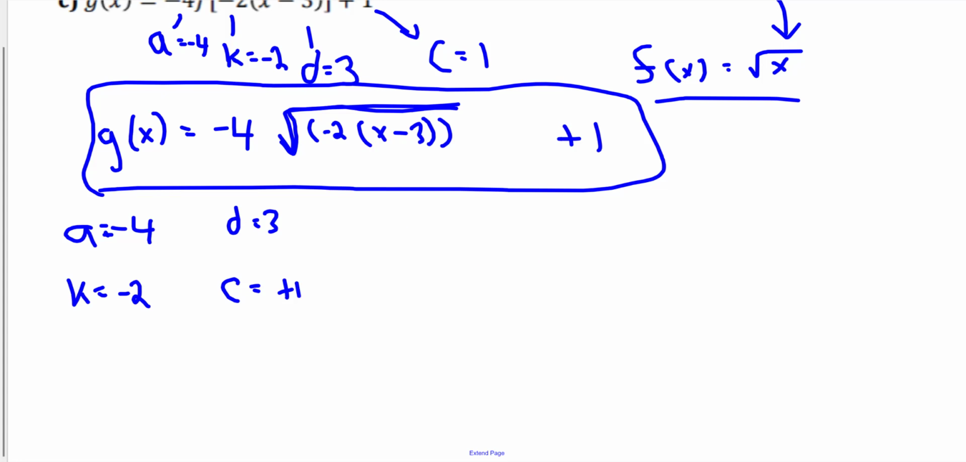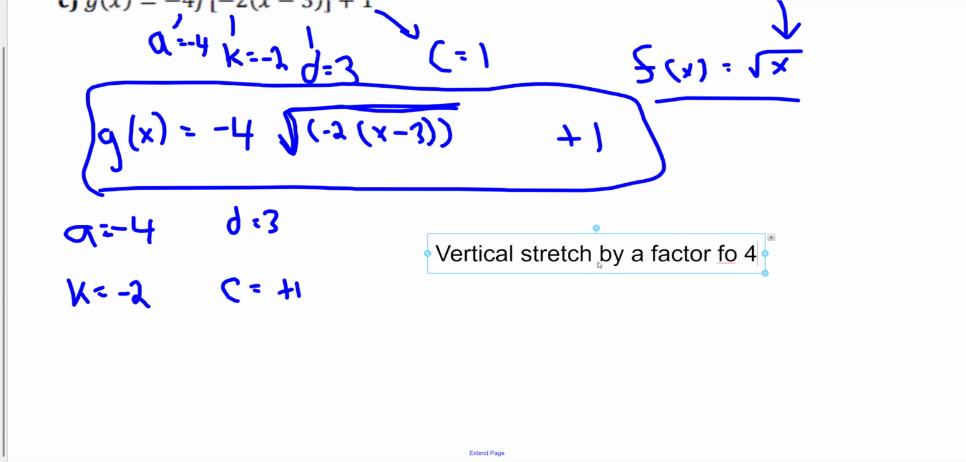All right, so what do we do? First things first, I describe these transformations using words. What does it mean to describe transformations? Easy, I'll show you. So this function has been vertically transformed, has a vertical stretch by a factor of 4. So you have to write all these words. You can't skip any of these, so you know. So vertical stretch by a factor of 4. Why?